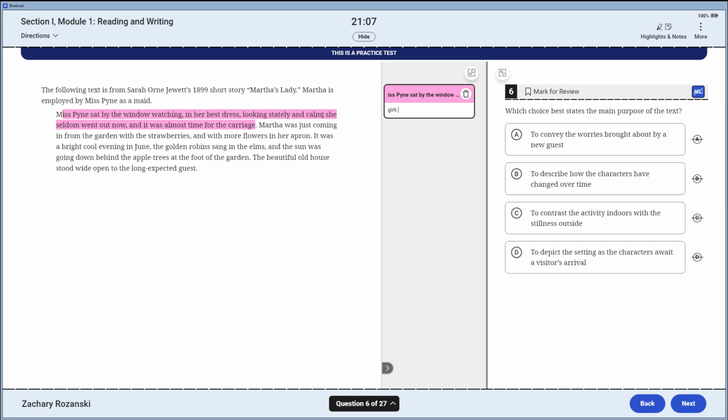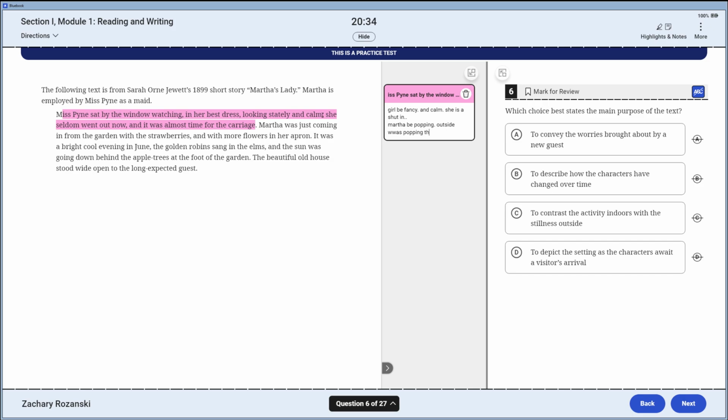Girl, be fancy, is what I seem to get. Fancy and still, fancy and calm. She is a shut-in. Next sentence, Martha was just coming in from the garden. Martha be popping. And then I keep reading. It was outside, going down the apple trees to the foot of it was popping. Martha be popping. Outside is popping.